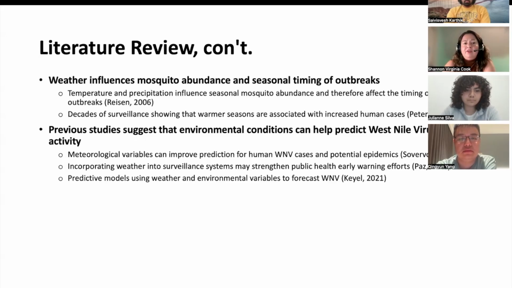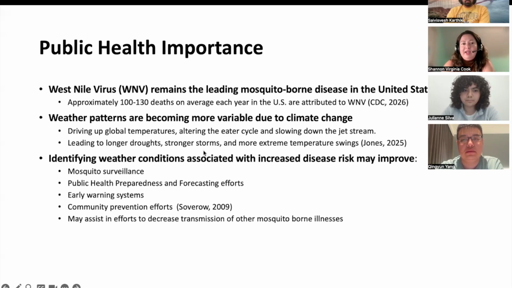So looking at meteorological variables can improve prediction for West Nile virus cases and potential epidemics. We're looking to incorporate weather into the surveillance system, which may strengthen public health and early warning systems. And then predictive models using weather and environmental variables can be used to forecast West Nile virus, hopefully to prevent any epidemics. Why is this important?